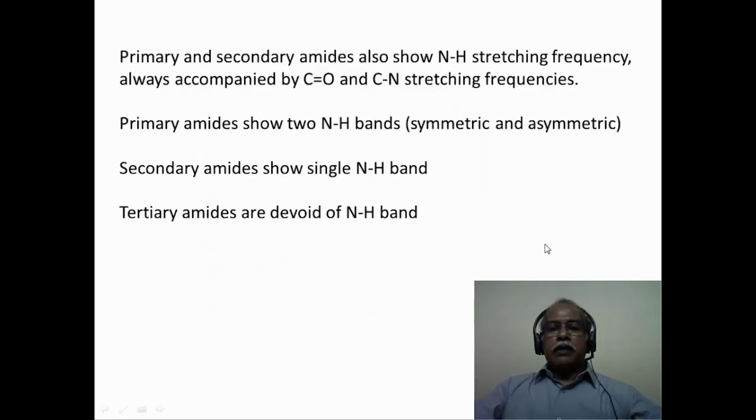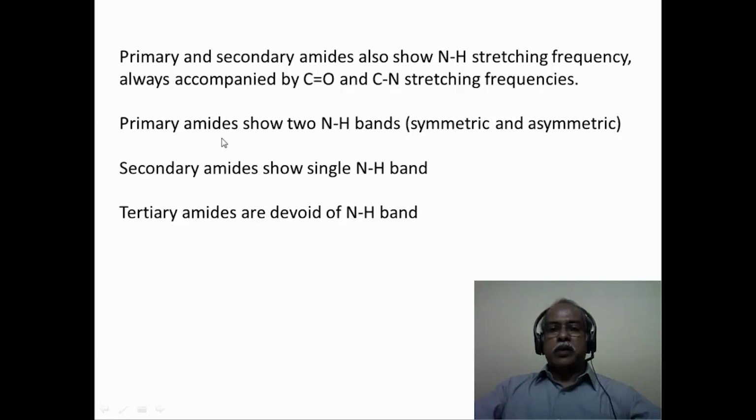In the case of amides also, one has NH stretching frequencies, but it is always accompanied by the C=O stretch as well as the CN stretch. The amide functional group has the NH stretching, CO stretching as well as the CN stretching. In the case of amine, this band will be missing. The carbonyl band will be missing in the case of amines and anilines, but amides do have carbonyl, so there will be additional bands because of the carbonyl stretching frequency in the amide.